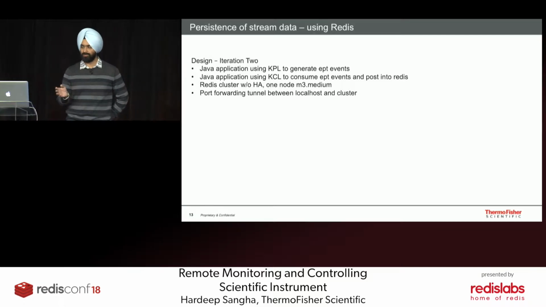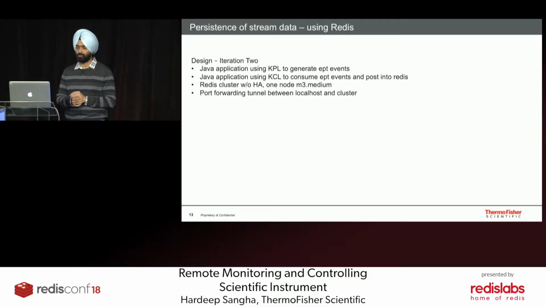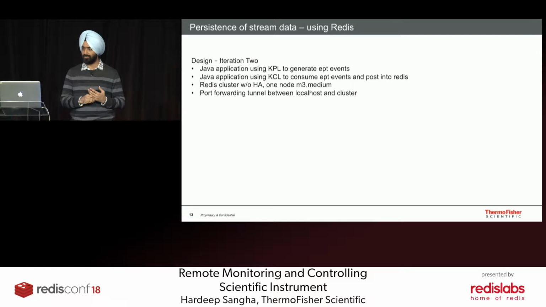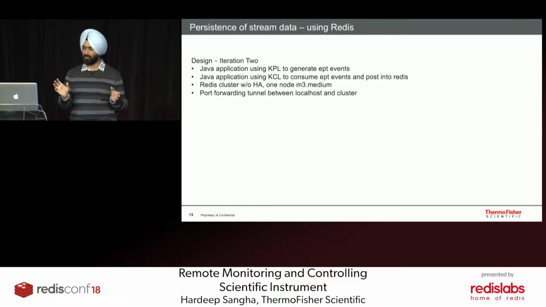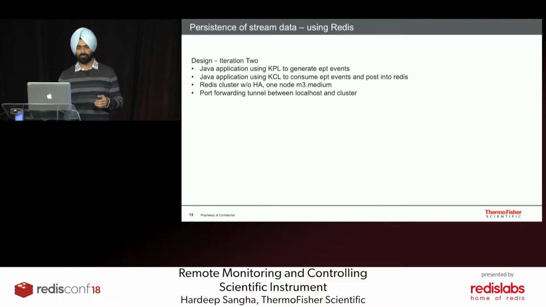Again, same thing. We didn't have the instrument ready at that time, right? So the instrument development team is working on the instrument. We have some contracts established that this is how the data is going to come in. So we did our second sort of prototyping. We said, okay, we're going to again use the KPL and KCL libraries to produce and consume the data. And now instead of storing everything inside Redshift, we're going to use Redis. Again, this is a small node. We're just trying to play with it and see what we get. This is running behind a VPC, so we're using some sort of port forwarding.